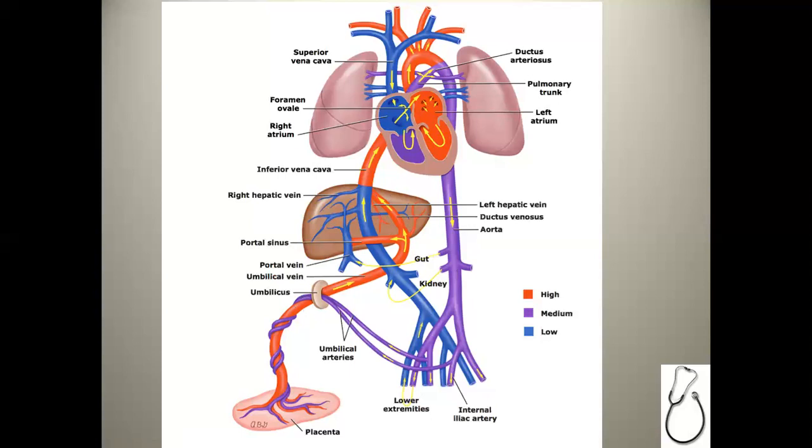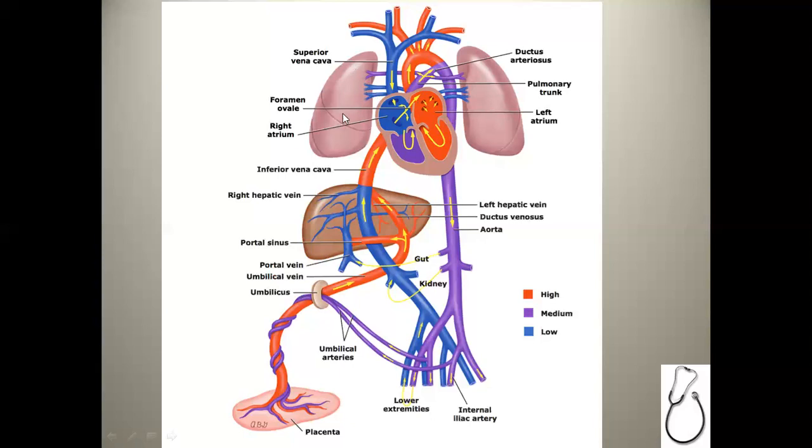So these changes will lead to the blood shifting from left to right through the ductus arteriosus. Because of the very high pulmonary vascular resistance, only 5% of the right ventricular output goes to the lung, and 95% goes through the ductus arteriosus to the descending aorta.